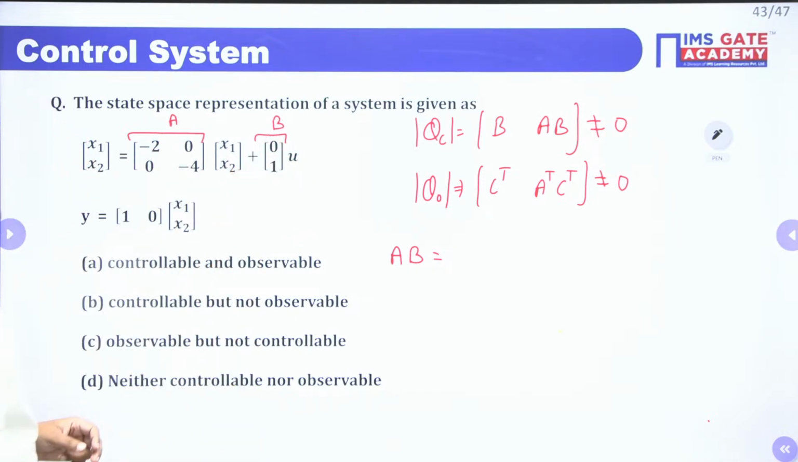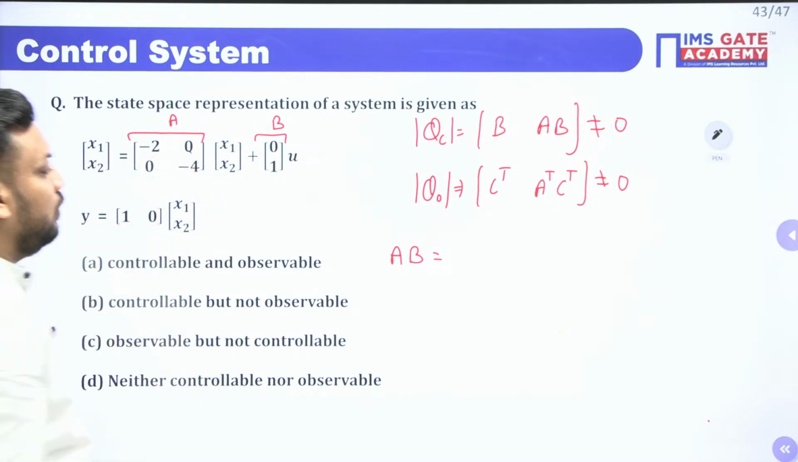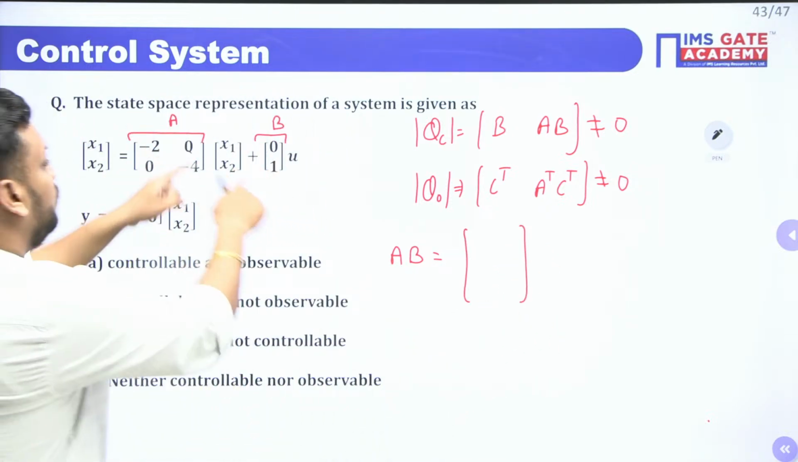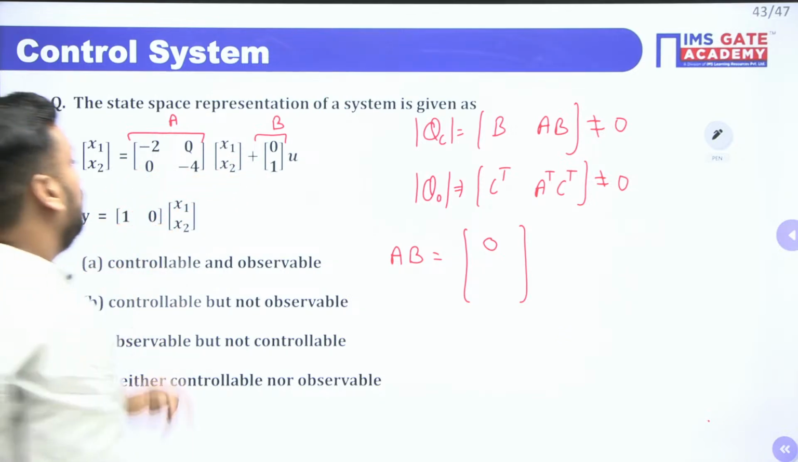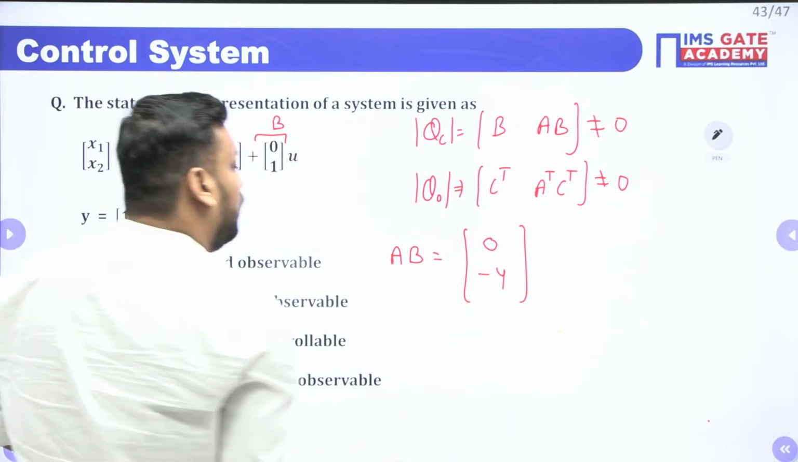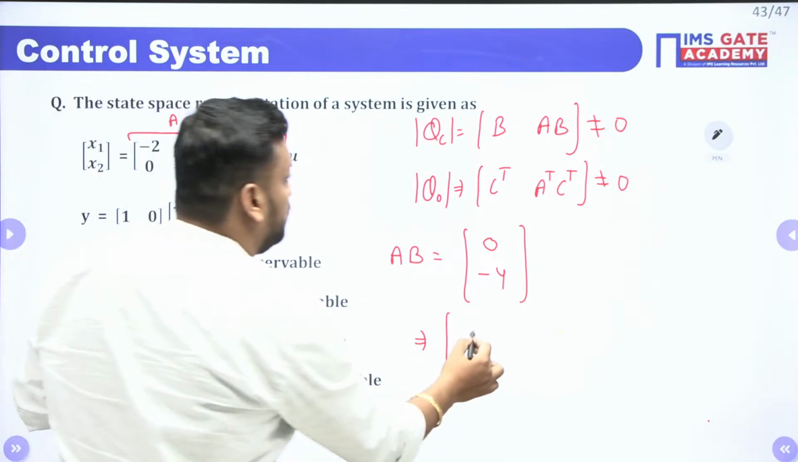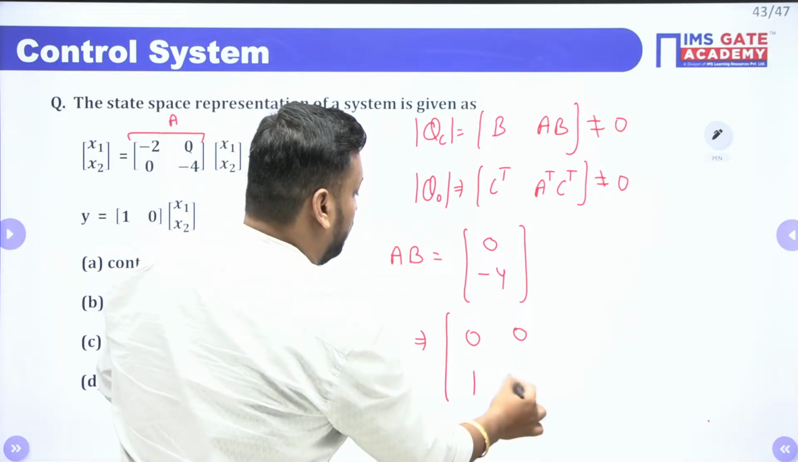When you multiply row into column, what do you get? Minus 2 into 0, 0 only; 0 into 1, 0 only. So AB is 0, 0 in the first row, and again 0 into 0, 0, and minus 4 into 1, that is minus 4. If I write BAB, then B value is also 0, 1, and AB value is also 0, minus 4.